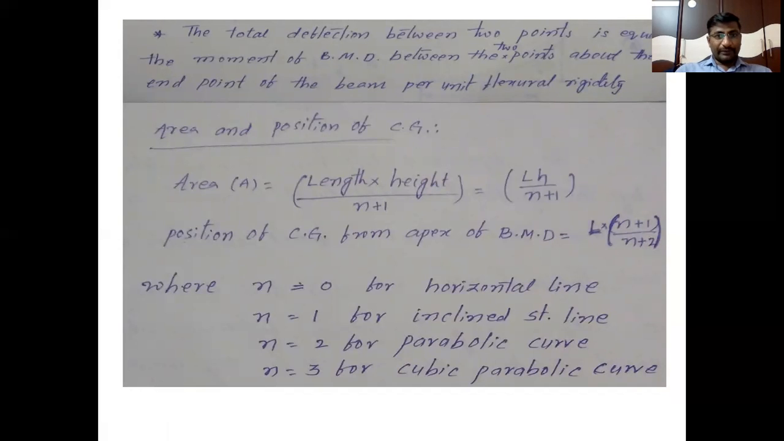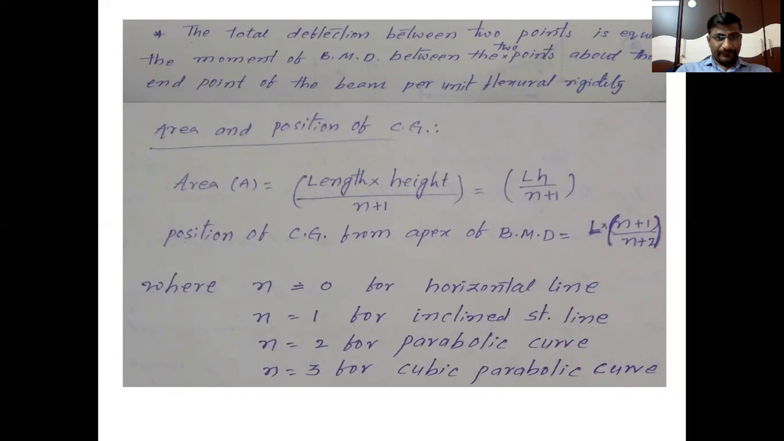So area can be represented as length into height by n plus 1. It is the broad formula, that is the overall formula for different bending moment areas. The area consists of horizontal line, inclined line, parabolic curve or cubic parabolic curve, whatever it is. We can take it as length into height by n plus 1. So length of the diagram, height of the diagram divided by n plus 1, LH by n plus 1.